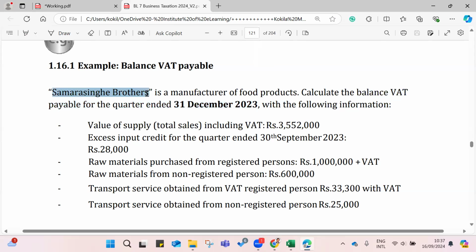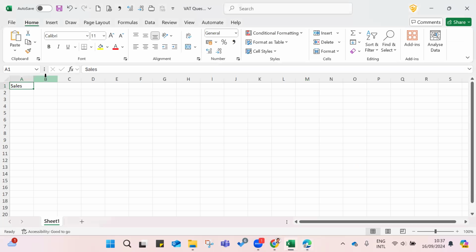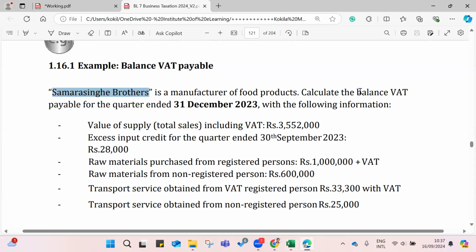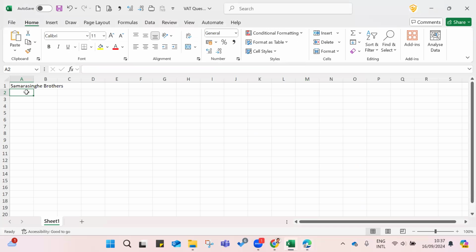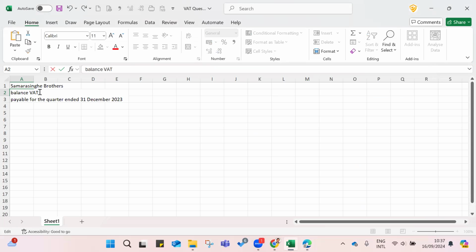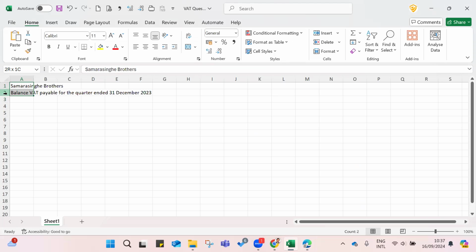What you need to do is, if you wish, you can write down something in your answer sheet: balance VAT payable for the quarter ended this date, right? These are not mandatory for the exam, not like advanced levels, because you will not get any marks for these things when you are writing. So if you are struggling with time, skip these parts and just focus on the calculation, right?